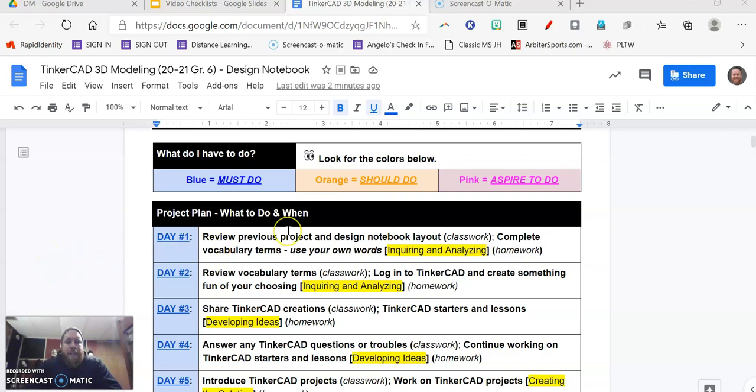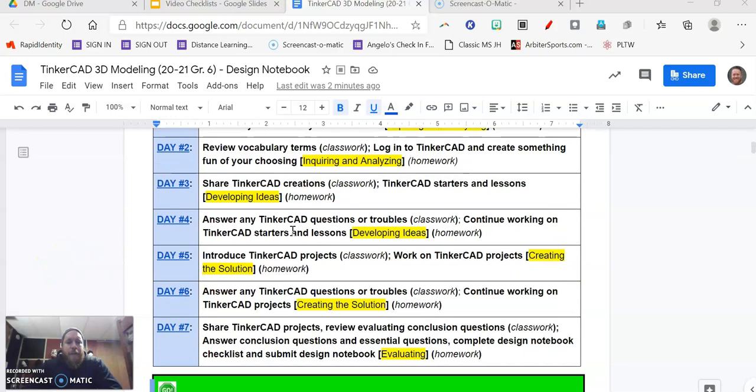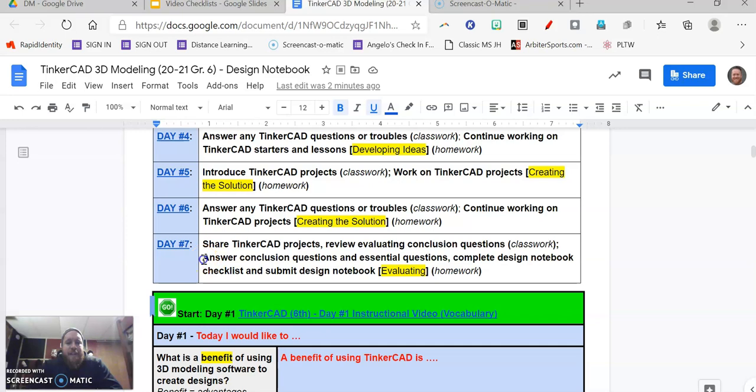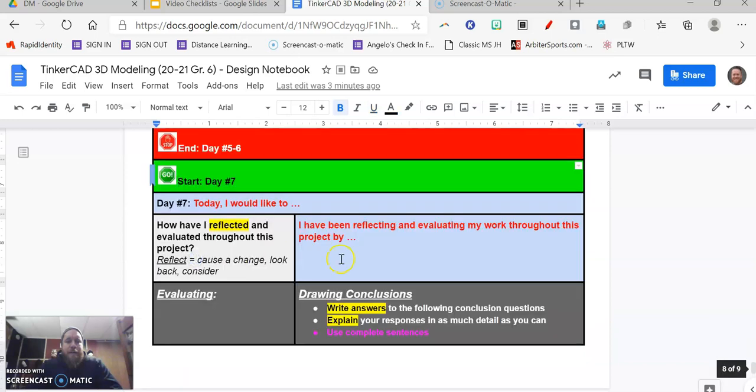All right, in our design notebook, now that you have it open, we are on day number 7 today. So again, we're answering the conclusion questions and essential questions. We're making sure that everything is completed in our design notebook. We've gone through that checklist, which I'll put up here at the end of the video, and then you turn in, submitting your design notebook. Okay, so today let's click on the bookmark, jump down to the start of day number 7. As always, like we do every day, set a goal for yourself. What do you want to accomplish? It gives you something to work towards, so set that goal.